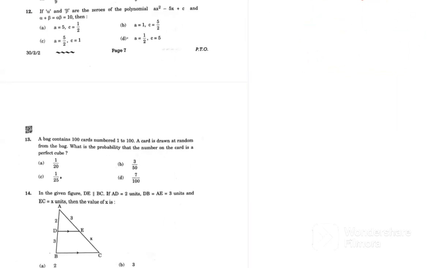So question number 12 says, if alpha and beta are the zeros of the polynomial and alpha plus beta equals alpha beta equals 10, then the a and c values we have to find, right? So now we know that the sum of roots alpha plus beta is equal to minus b by a. Now what is b over here? Minus 5. So minus of minus 5 divided by a is 5 by a itself. And also we know that alpha plus beta is equal to 10. So 10 equals 5 by a.